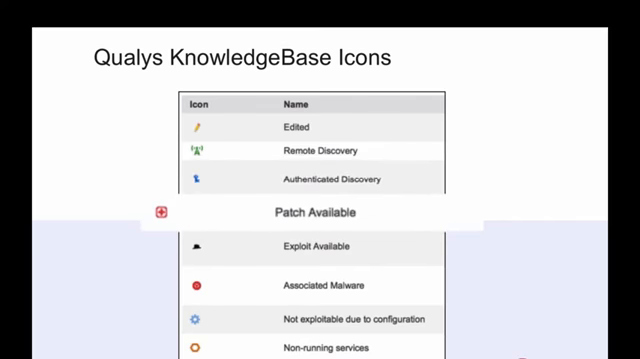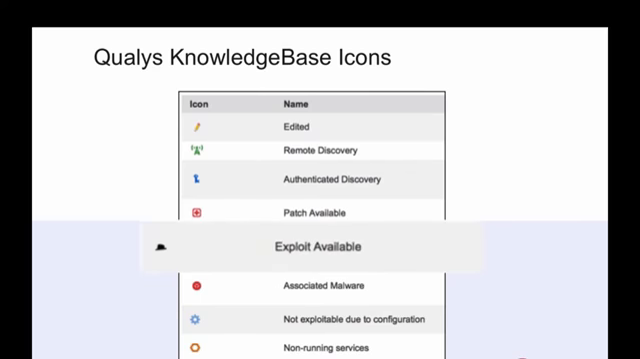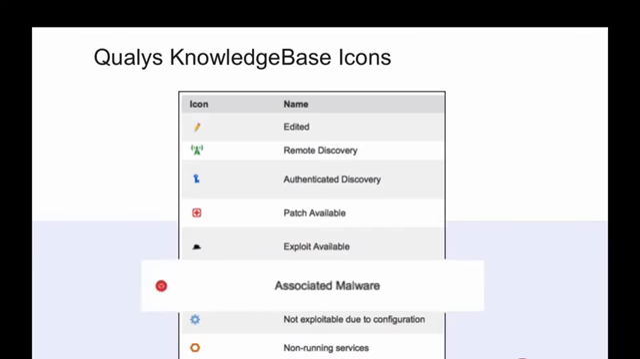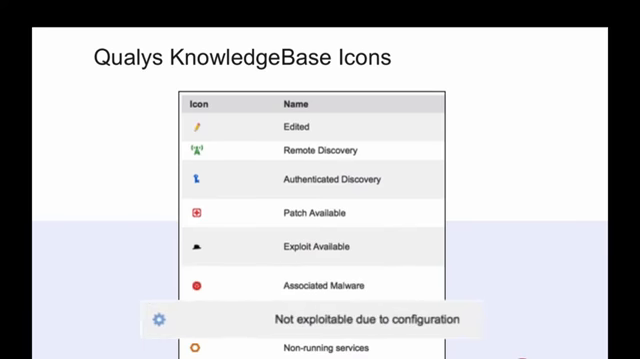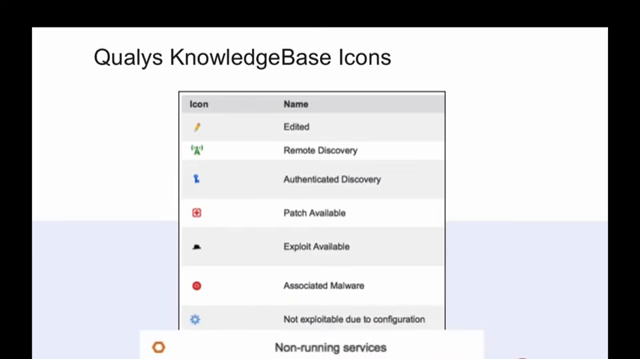The red cross icon identifies vulnerabilities that are patchable. QIDs with the red cross icon typically provide a direct link to the vendor's patch. The black hat icon is used to identify vulnerabilities that have a known exploit. The red hazardous material icon identifies vulnerabilities associated with malware. The blue gear icon is associated with vulnerabilities that can potentially be protected from exploits by making specific configuration changes on the target host. The hex-shaped icon identifies vulnerabilities that are associated with services that are not currently running.